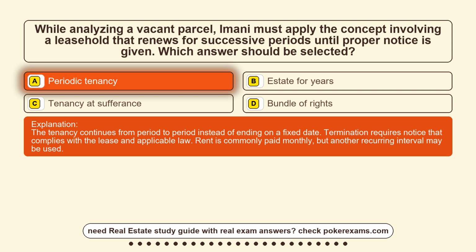The tenancy continues from period to period instead of ending on a fixed date. Termination requires notice that complies with the lease and applicable law. Rent is commonly paid monthly, but another recurring interval may be used.